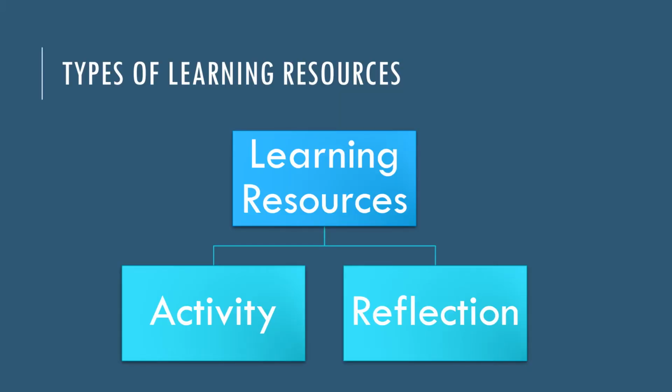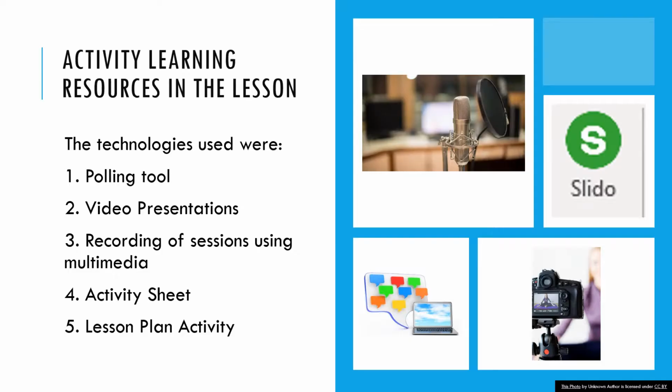The learning resources were divided into two categories: activity resources and reflection resources. The activity learning resources in the lesson consisted of a polling tool, which was Slido, video presentations on universal design for learning, recording of the discussions using a multimedia tool, activity sheet with questions, and lesson plan activity.